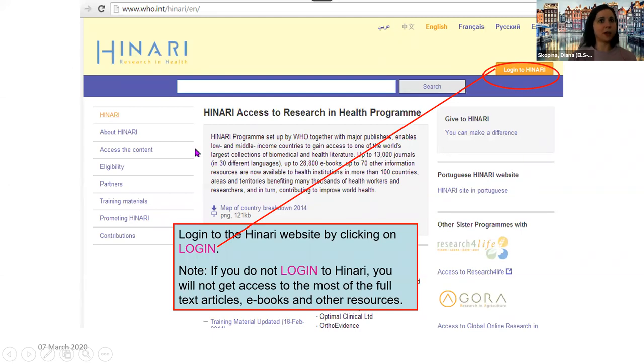So as mentioned before, there are two ways to access Embase. One of the ways is to go to the website of the World Health Organization, then go into Hinari, and there you have to log in to the system. So that's how it works. It is important that you log in, because like this, you're going to get access to all the full text and the ebooks and other resources. So don't forget to log in here.